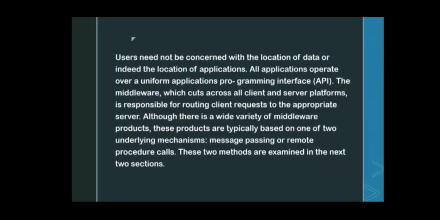We know the middleware resides between the client and server platforms, so it is responsible for routing the client request to the appropriate server. Therefore, the user need not be concerned with the location of data or indeed the location of the applications. All applications operate over a uniform application programming interface, which is a set of rules that enable different applications to communicate with each other. Here, the middleware maintains a uniform application programming interface.